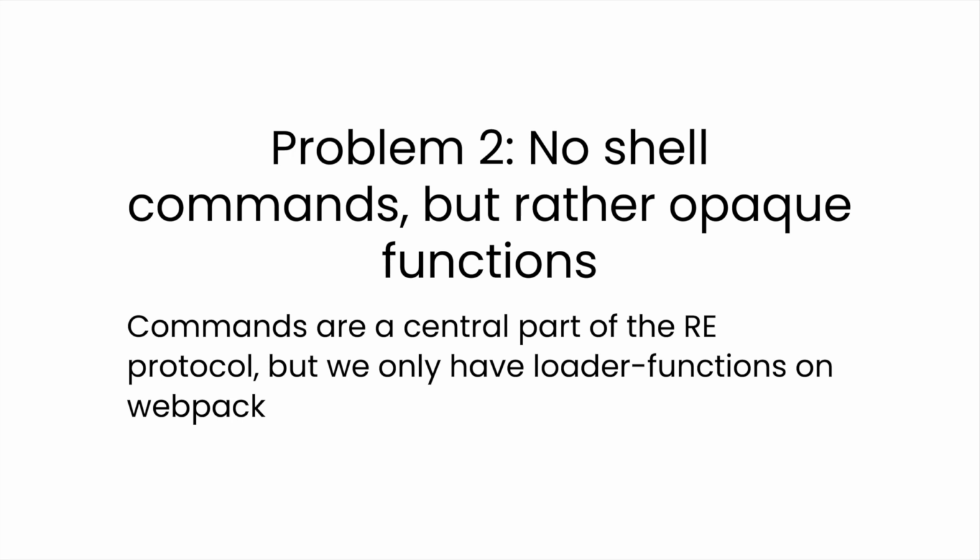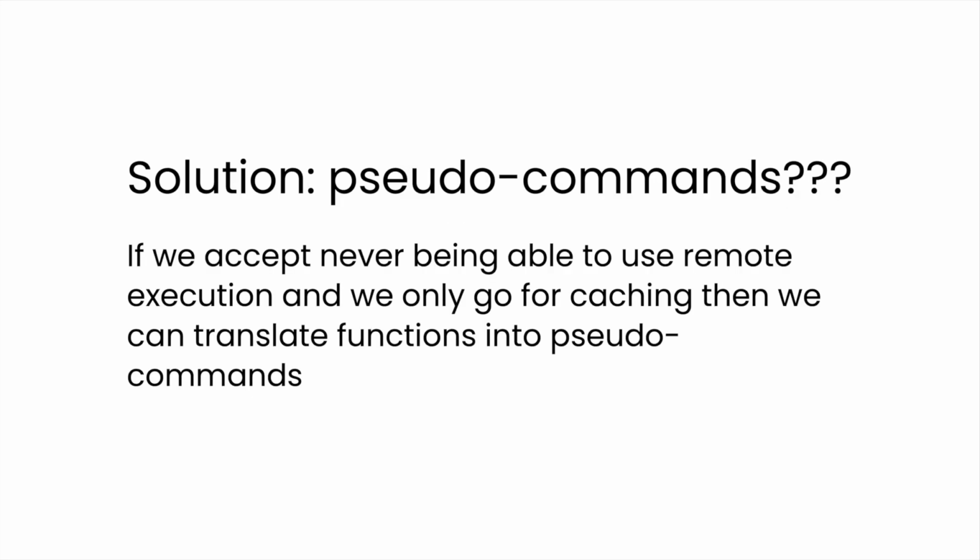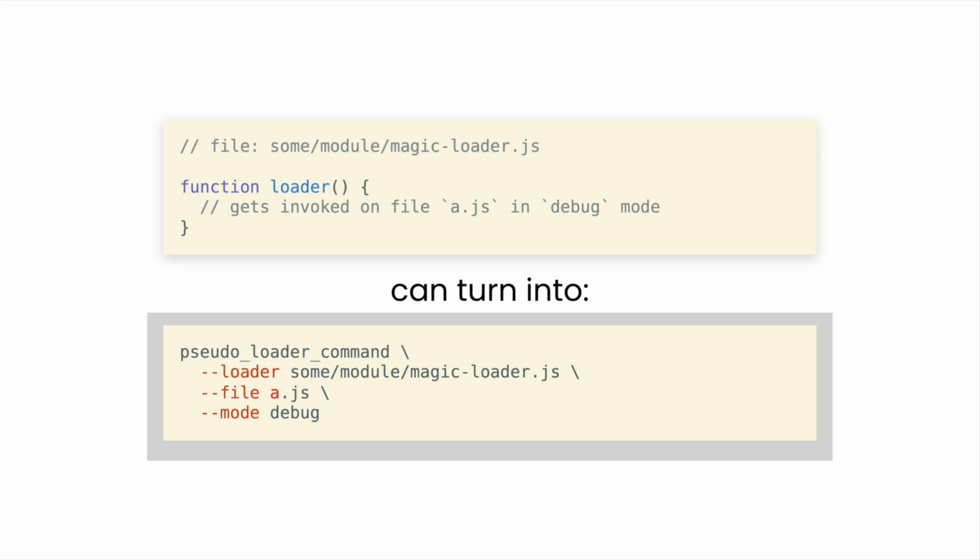Second problem: no shell commands, but rather opaque functions. So what do we do about that? We have a protocol that works around commands, pseudo commands. So we transform functions into an equivalent command. In this case, this loader, which is magicloader.js, with the function loader, takes some files as a configuration. We transform it into this equivalent command. Because at the end of the day, if we forget about running it remotely and we just want to cache it, this is enough. It doesn't have to run. It doesn't have to be a working command. It needs to look like a command. That is the important part.